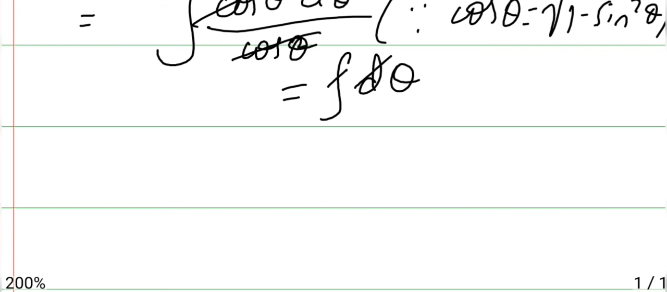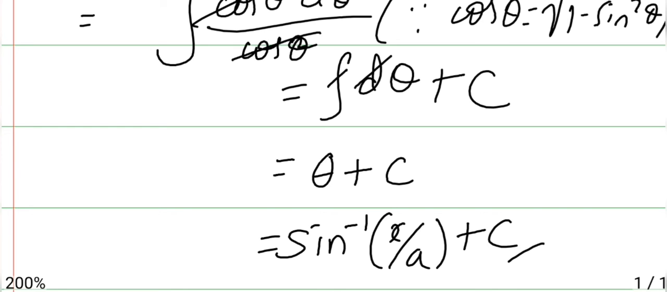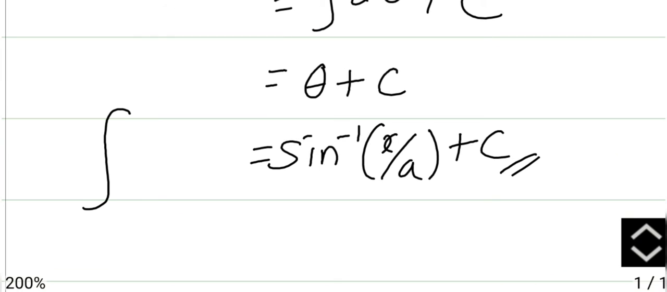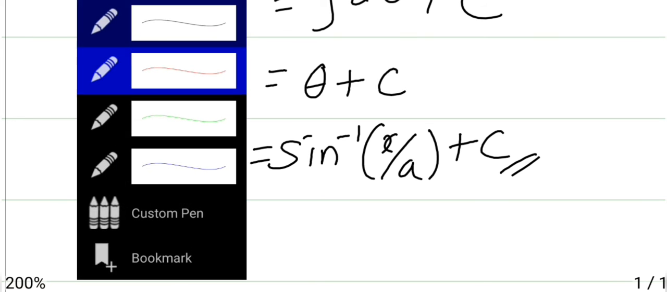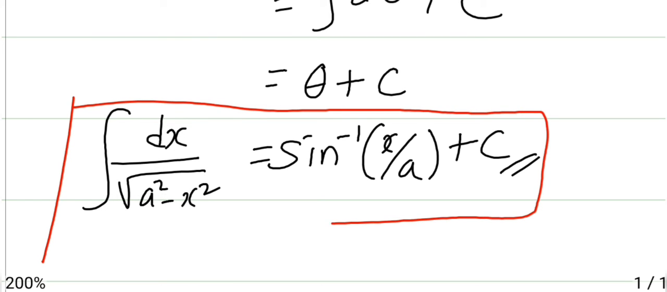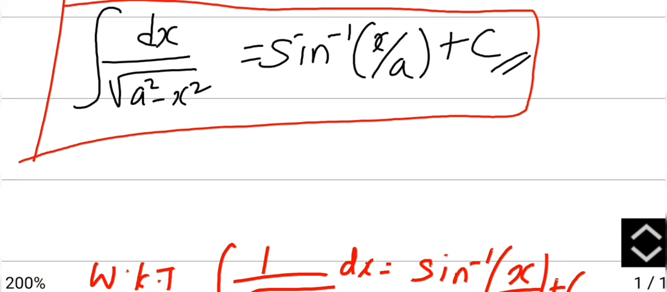So here it will be theta plus c, and then this differentiation and integration are opposite of each other, so it gets cancelled. So theta plus c. Now what is theta we got? We got theta as sine inverse of x by a plus c. So this is the solution for the property, integral of 1 by root of a square minus x square dx. So this is the property of the derivation. Now we have to apply this formula to get the answer.